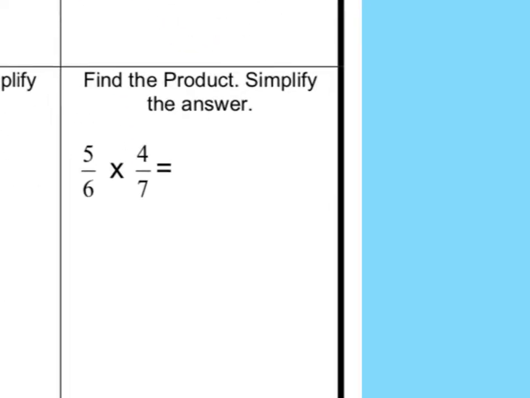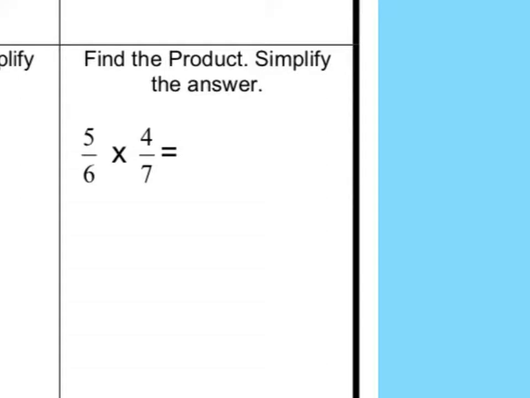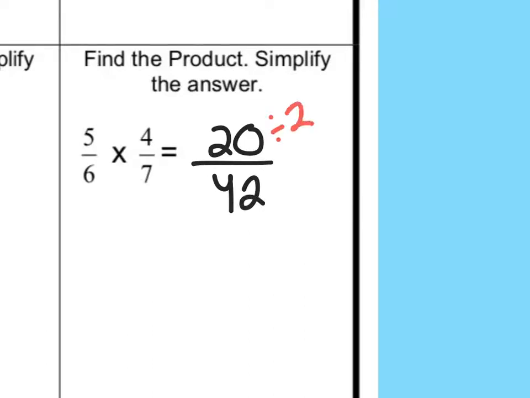For the next one, it says find the product, simplify the answer. Just multiply across, that will be 20 up top for our numerators, and then 42 for our denominators. We'll divide both by the number 2, and it'll give us 10 over 21.